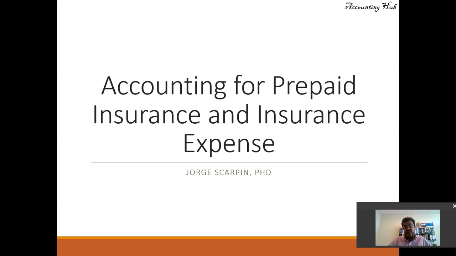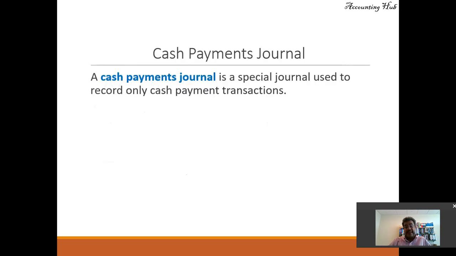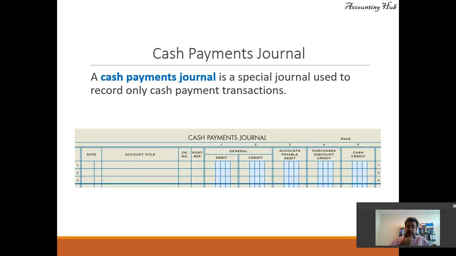So, first of all, cash payments. Cash payment journal is a journal used to record only cash payment transactions. So when we purchase our insurance, here, a cash payment journal, date, accounting title, debit and credit, accounts payable and purchase discount. We are not using here.